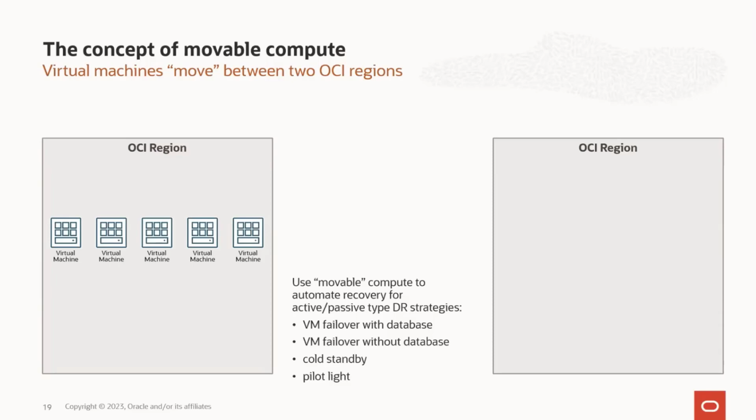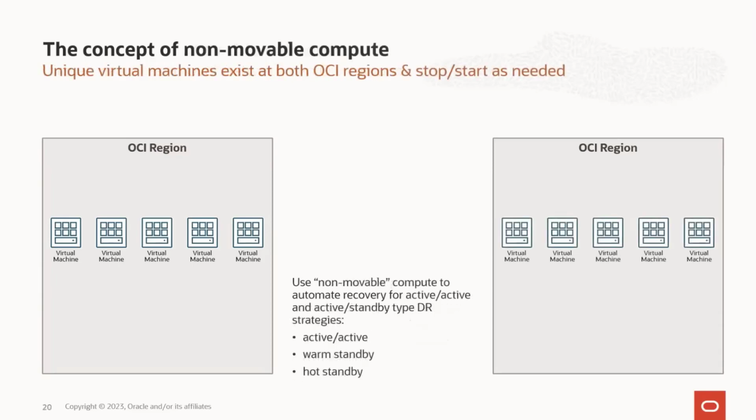So anyway, you've got movable compute, and now you have non-movable compute. If you've decided that you want to do some sort of active or warm standby or hot standby, you're going to deploy it that way. Then you're going to come later on and tell Full Stack DR, this is what I want you to do with the virtual machines. All right.